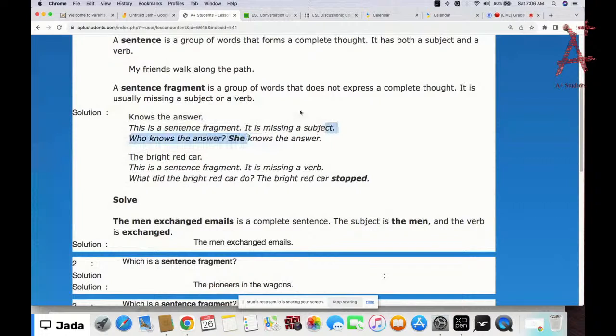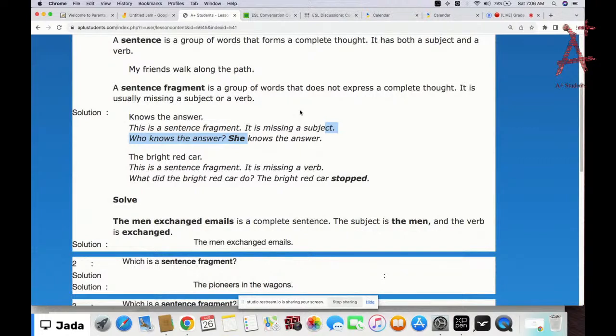So when you say "knows the answer," we do not know who knows the answer, right? Because something is missing from that sentence. It's supposed to be "she knows the answer." When you have a subject in that sentence, it is going to be "she knows the answer." But this one doesn't have a subject, so it's just a sentence fragment because it is missing something.